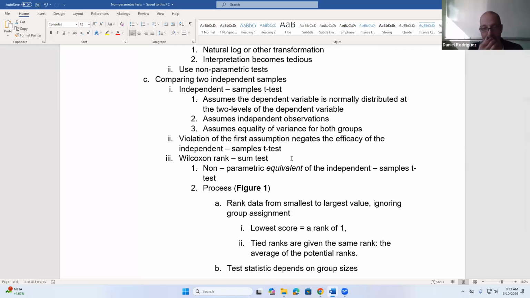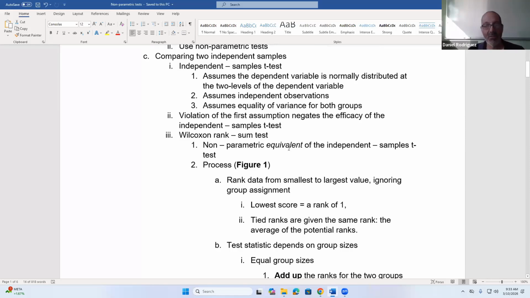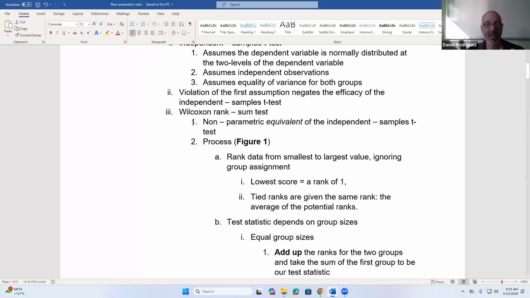Again, we know that we can relax the equality of variance assumption, and there are tests that allow that, but really the main problem is the violation of the normality assumption. When we have that, you can still use the independent samples t-test, but it's not going to be as good. And again, people can do a transformation if they wish, but that again makes it difficult to interpret. So today we're going to talk about one test that we can use in this situation.